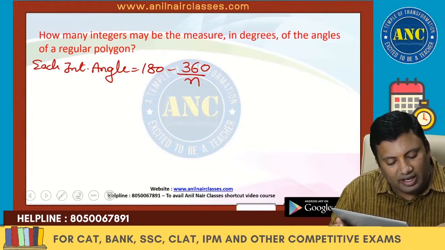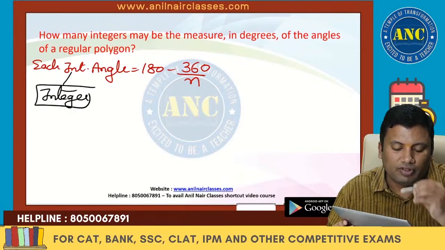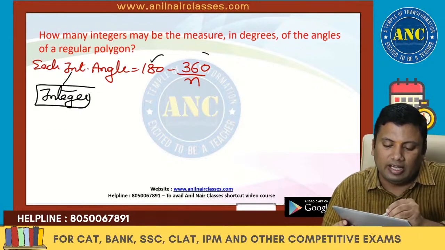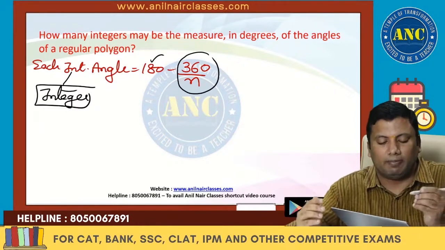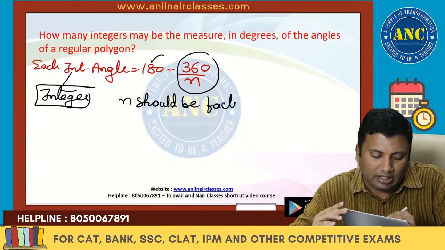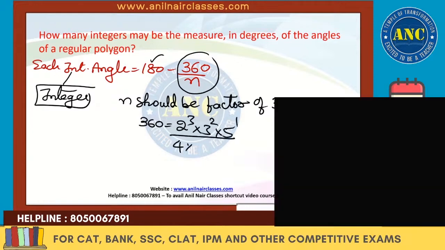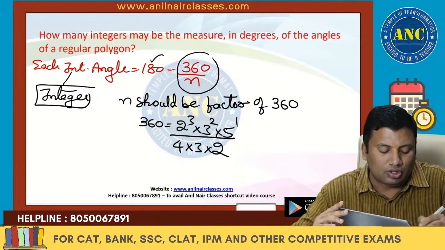What is specified in the question? The interior angle should be an integer. 180 is an integer, so 360 by n should be an integer. So n should be a factor of 360. 360 is nothing but 2 cube into 3 square into 5 power 1, so the number of factors is 4 into 3 into 2.